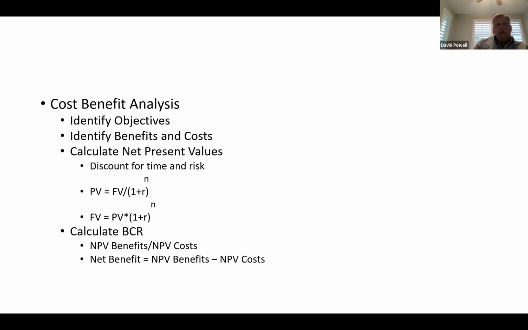And then you have to calculate what are called your net present values of both benefits as well as costs. The way you calculate your net present value is you have to discount for what we call time and risk. So we know that the value of money changes over time. If I would give you $1,000 on January 1st, or I could give you $1,000 on December 31st, which would you prefer? Would you prefer getting $1,000 today on January 1st or $1,000 at the end of the year on December 31st? Which is more advantageous to you?